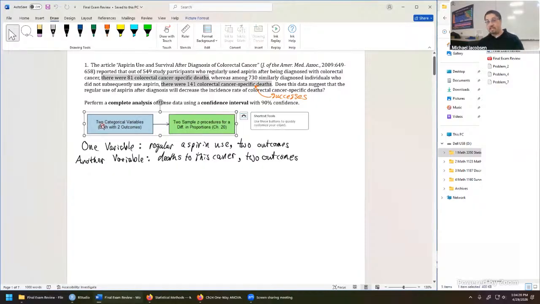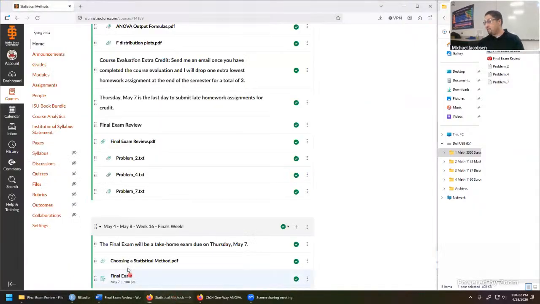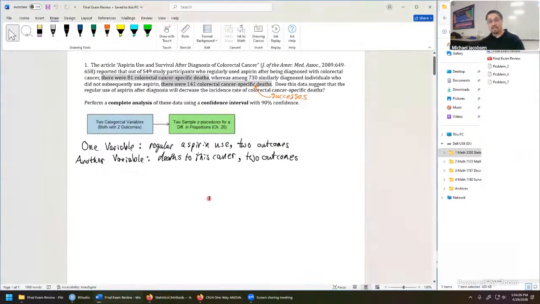These screenshots that you see here are from the file, choosing a statistical method, where we just indicate which method we're using. On the real exam, every problem is asking you to perform a complete analysis, but be very mindful of instructions. If it says confidence interval, we really have to do the confidence interval analysis. If it says at 90% confidence, that's the expectation.